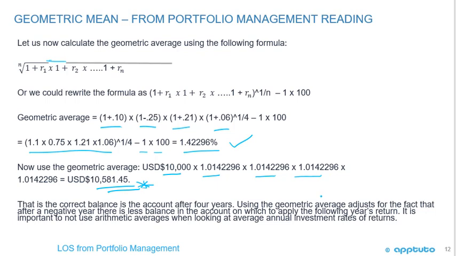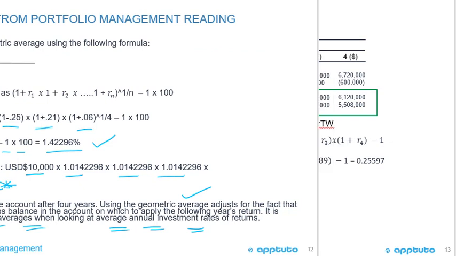So using the geometric return adjusts for the fact that after a negative year, there's less balance in the account on which to apply the following year's returns. It's important to not use the arithmetic averages when looking at average annual investment rates of return.